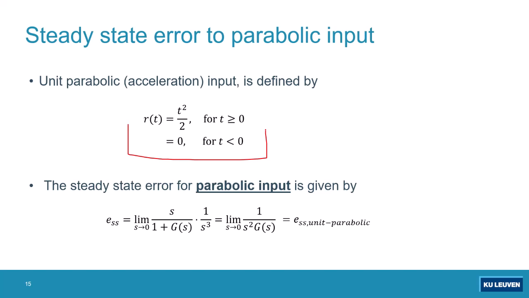So same like before, we will analyze the steady state error because of this unit parabolic input using the final value theorem. But in this case, because we are considering a parabolic input, and as we know, a unit parabolic input in Laplace domain is equal to 1 over s cubed. Therefore, the steady state error because of a unit parabolic input will be equal to limit s to 0 of 1 over s squared times G(s).